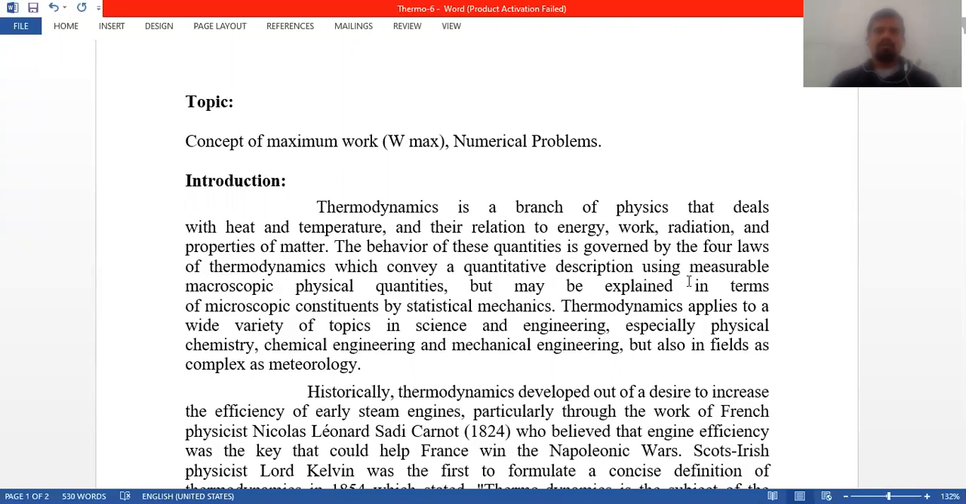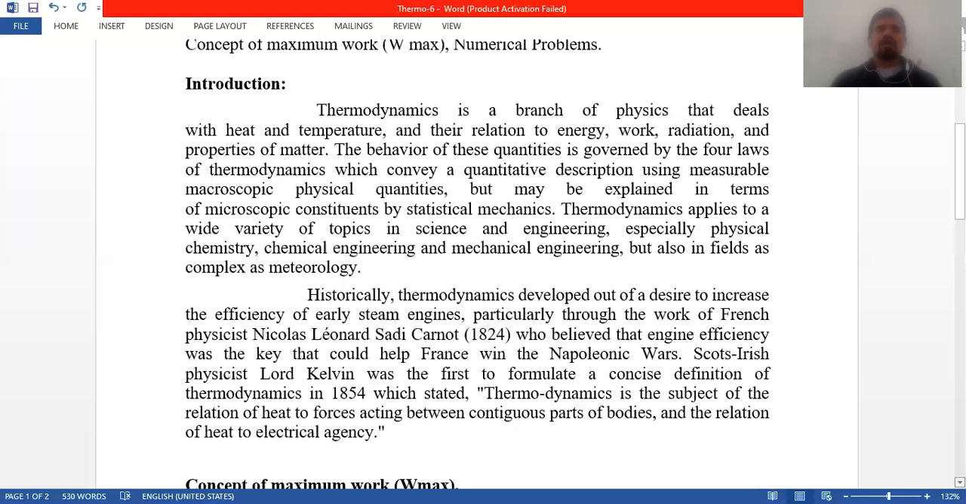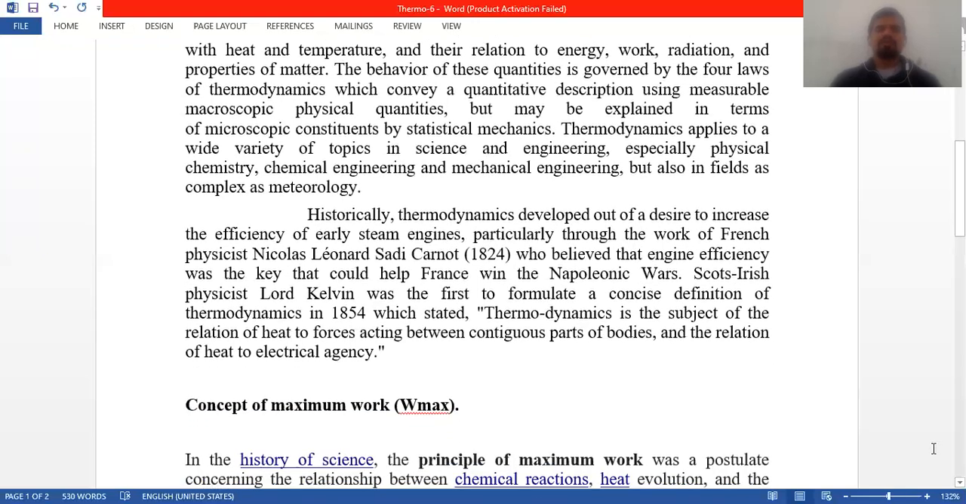We have already known that thermodynamics is a branch of physics with a direct relation of heat and temperature to energy, work, radiation, and physical properties. Thermodynamics developed out of the desire to increase the efficiency of early steam engines, particularly through the work of the French physicist Nicolas Sadi Carnot in 1824, who believed that engine efficiency was the key that could help France win the Napoleonic Wars.